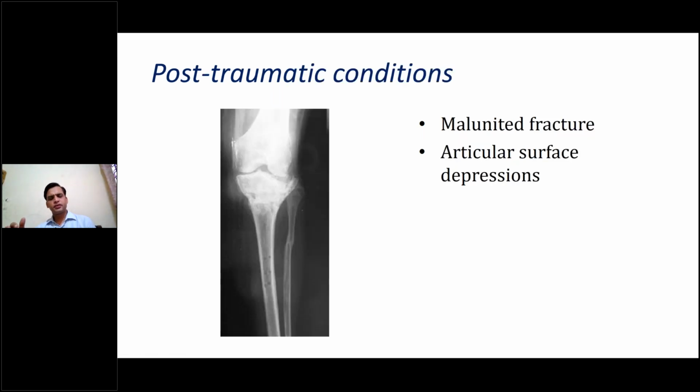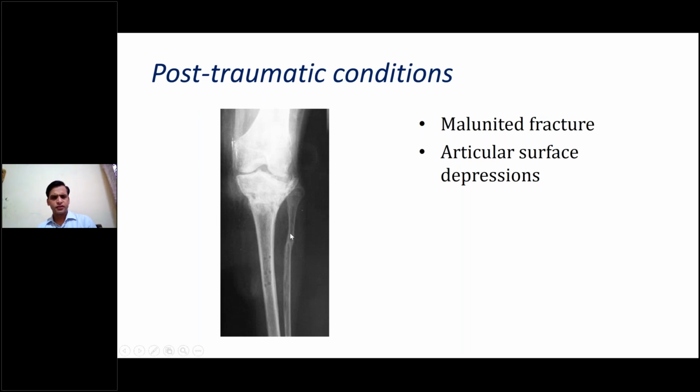Post-traumatic conditions means they occur after malunited fractures. So in those conditions also there will be sclerosis around that joint, but there will be evidence of a healed fracture or a malunited fracture in the form of fracture lines which have gone blurred, and there will be cortical irregularities, and there will be depression in the articular surface. The evenness of the cartilage surface of the joint surface will be destroyed.